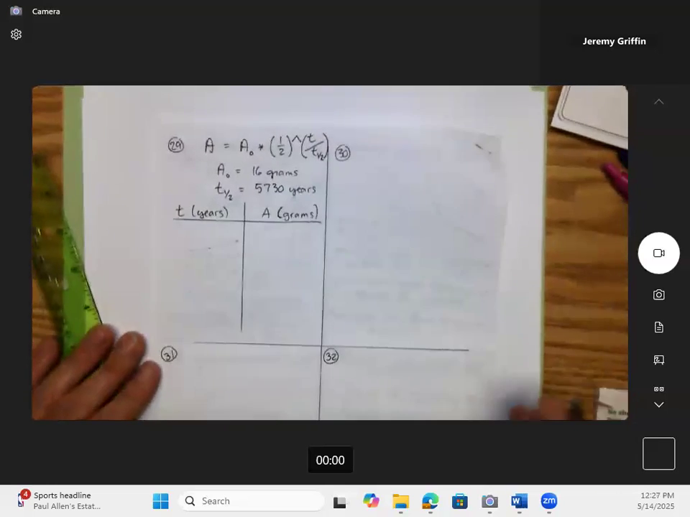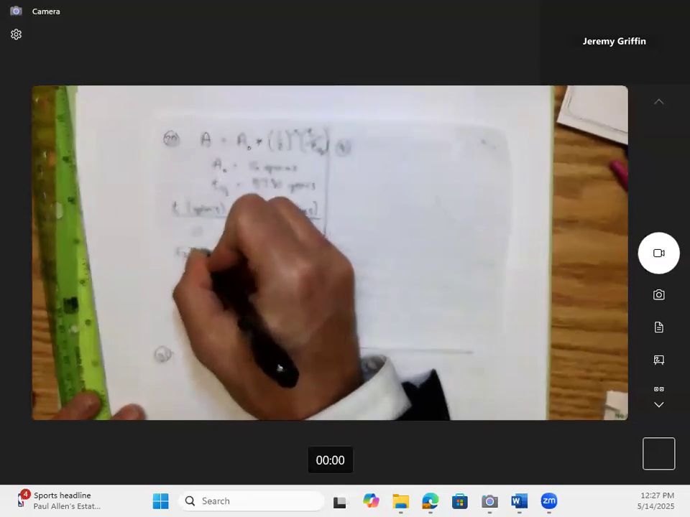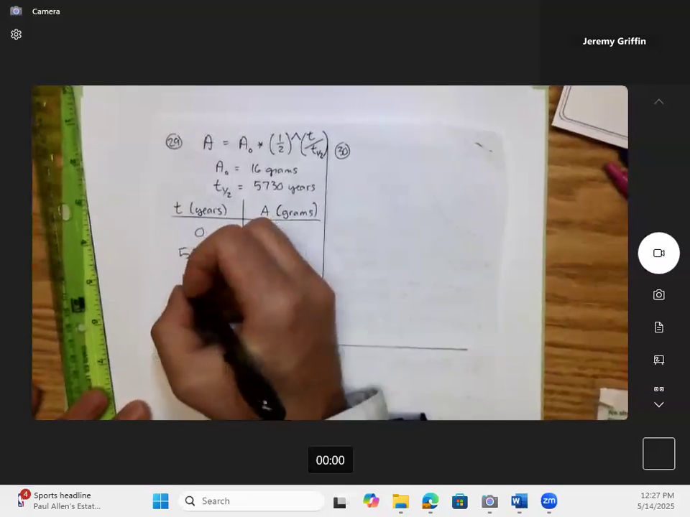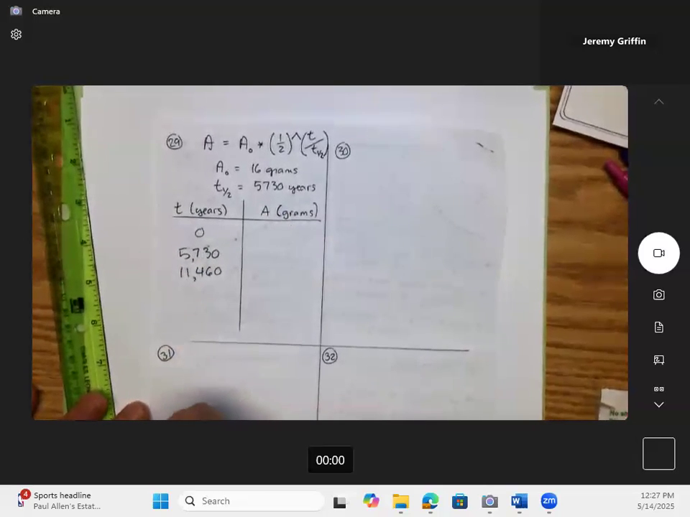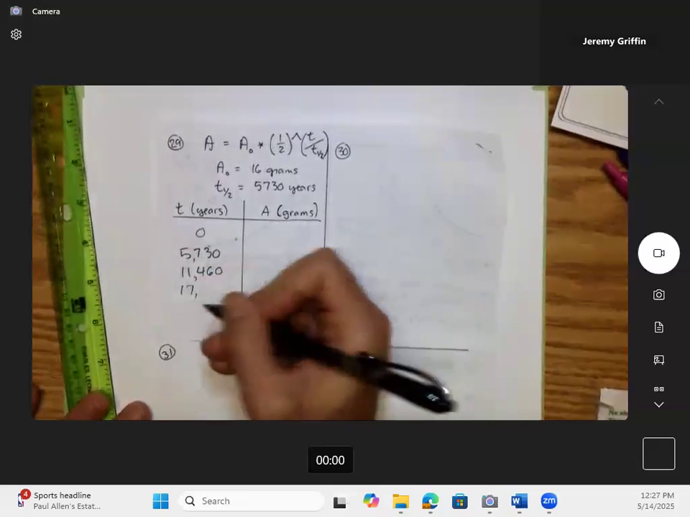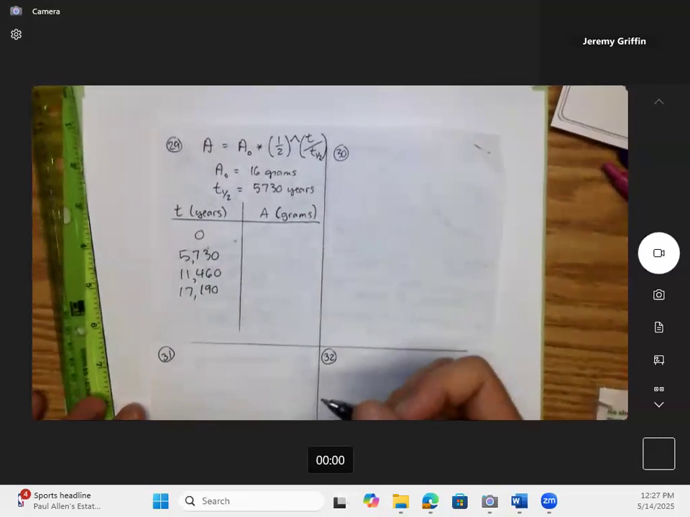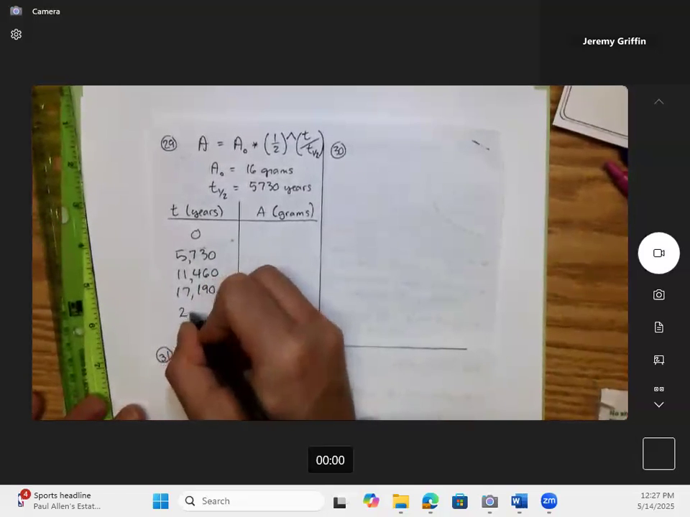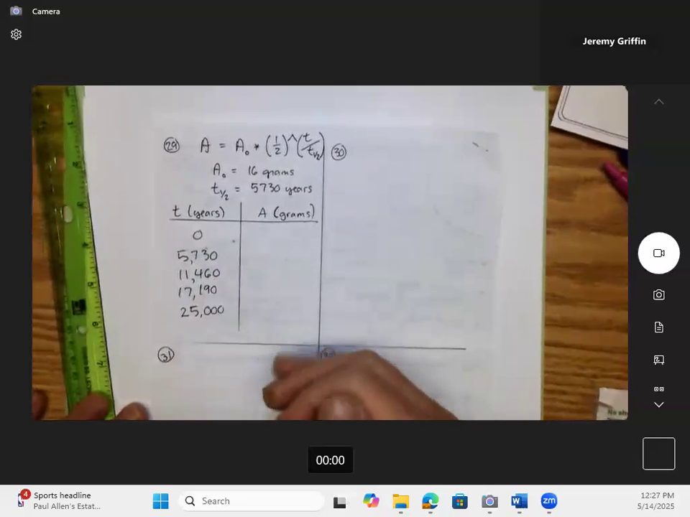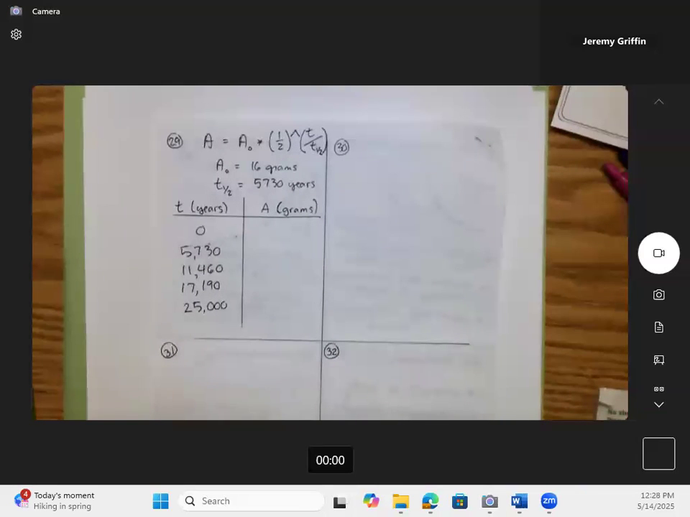So you guys got a 2-column table? So how many years have passed? Let's go 0, 5,730, 11,460, 17,190. And just to mix it up and go crazy, let's try 25,000, which, you guys see there's a pattern going on with these first 4 numbers. This one's going to break the pattern, but just throw it up. So, you guys good?